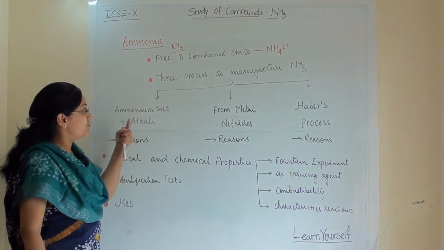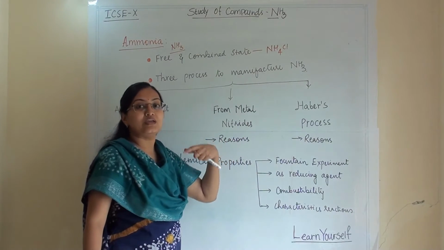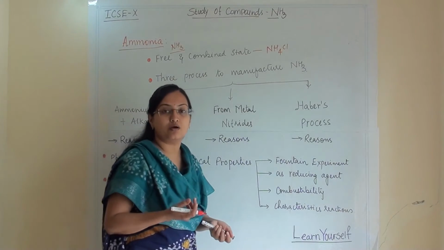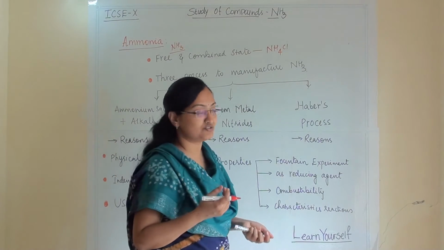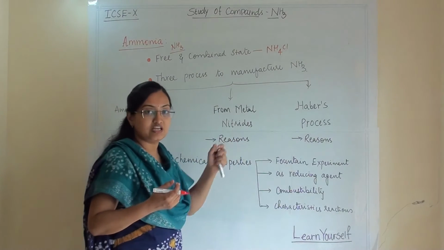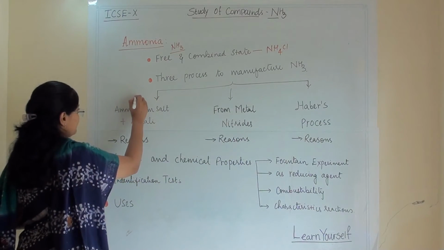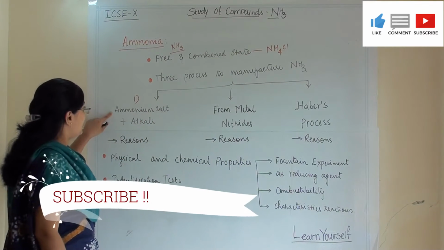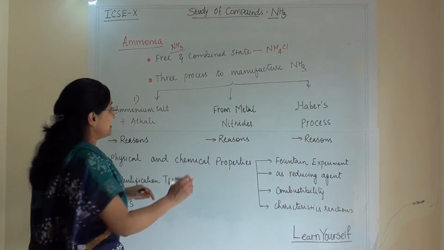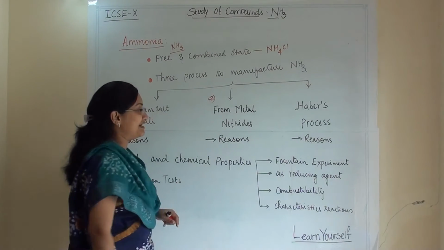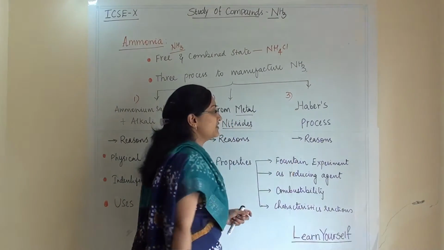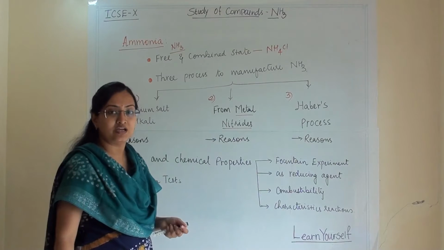Next we are going to study how we can manufacture ammonia, because ammonia is a very important compound at the industrial level. There are three processes in our syllabus. First is the lab preparation, from ammonium salt and alkali. Second is from metal nitrides, and third is the very popular Haber's process of manufacturing ammonia.